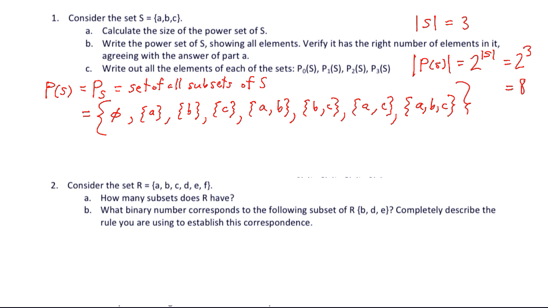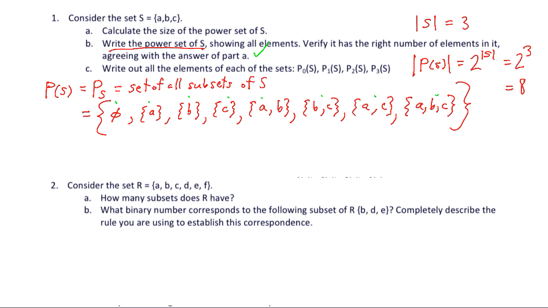And that is the set of all subsets. That's the power set. So we've written out the power set, showing all its elements. Verify it has the right number of elements in it, agreeing with the answer. Let's see here. 1, 2, 3, 4, 5, 6, 7, 8. Yes, it does.